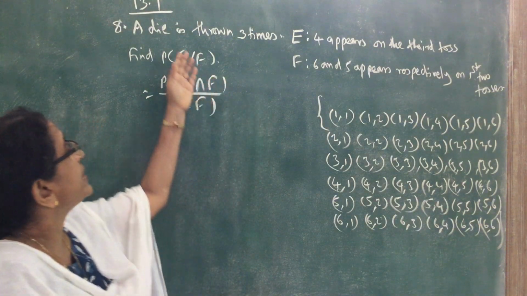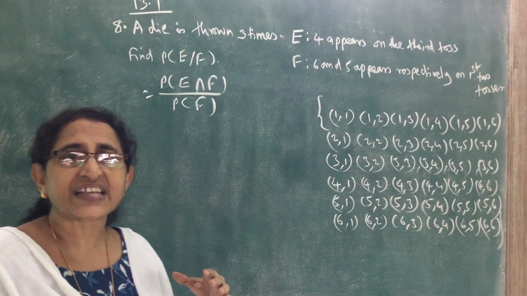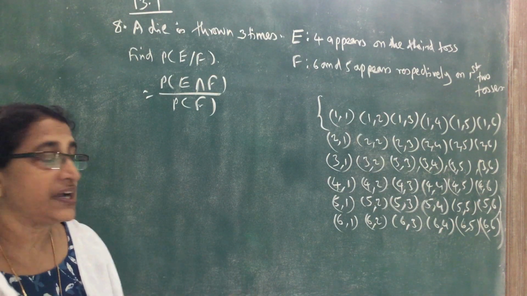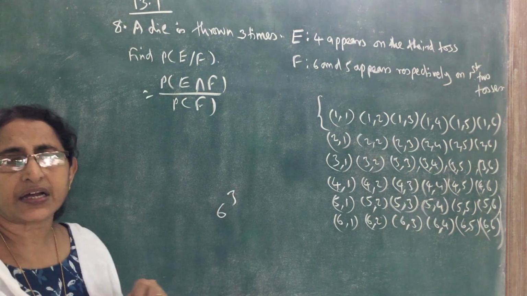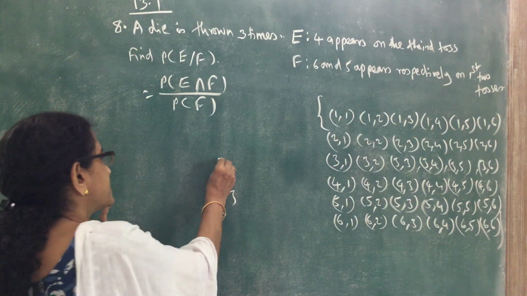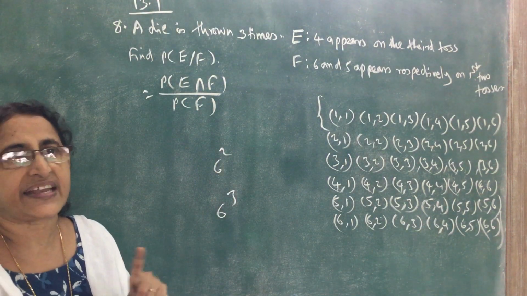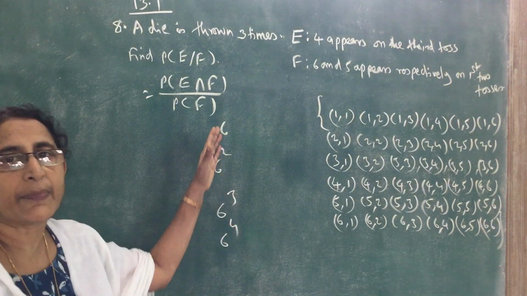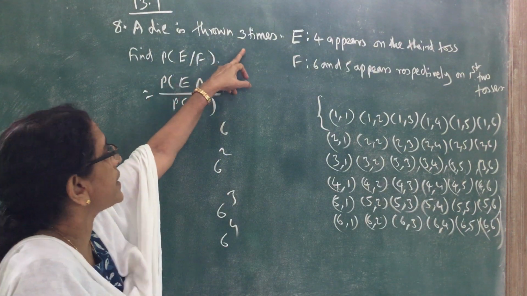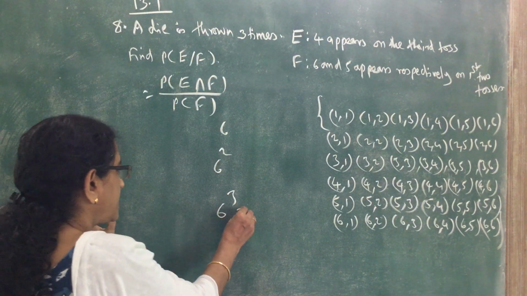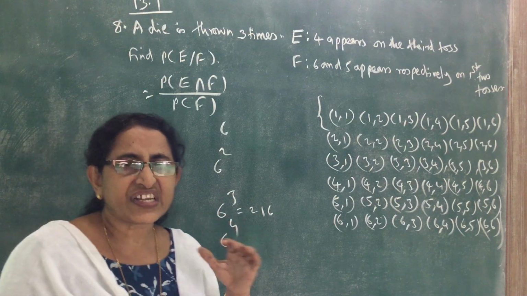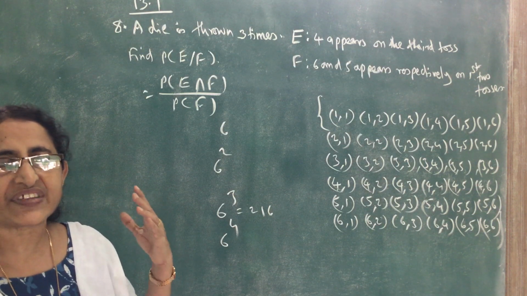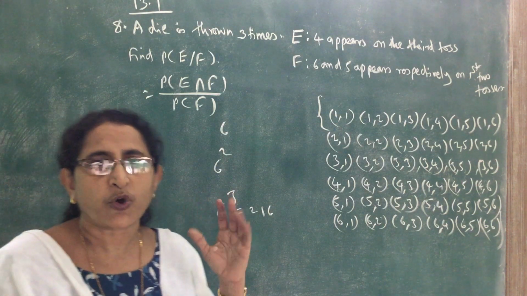Now when the die is thrown 3 times, the number of sample points, or the number of elements in the sample space, is 216, that is 6 raised to 3. If the die is thrown 2 times, then 6 raised to 2. Thrown 1 time, that is 6. Thrown 4 times, then 6 raised to 4. So here 216 sample points are there. It is not easy to write all the 216 elements, so we have to imagine which are the 216 possible outcomes.